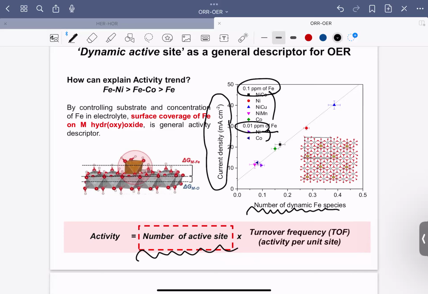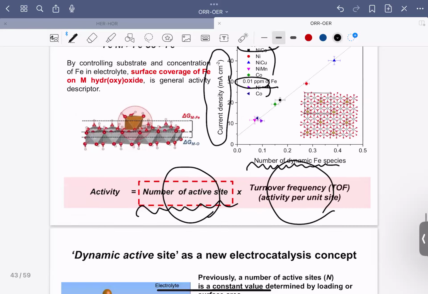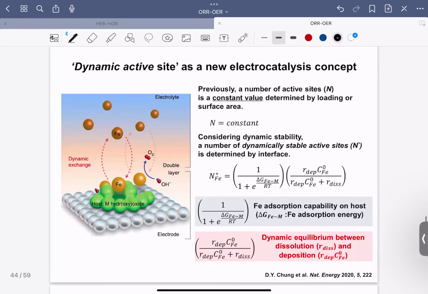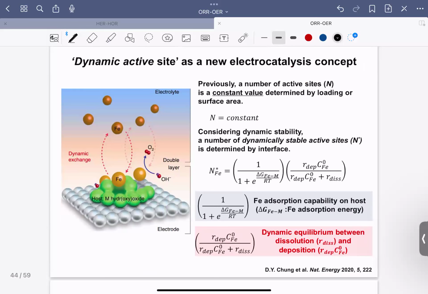Not only do we need to control the thermodynamic parameter, but also how the active site can work as an active site, because there's a huge dissolution. So this is the summary, right? In general, people discuss that the number of active sites is a constant, but I would like to highlight that when there is a huge reconstruction, we have to think about what happens during the reaction condition.